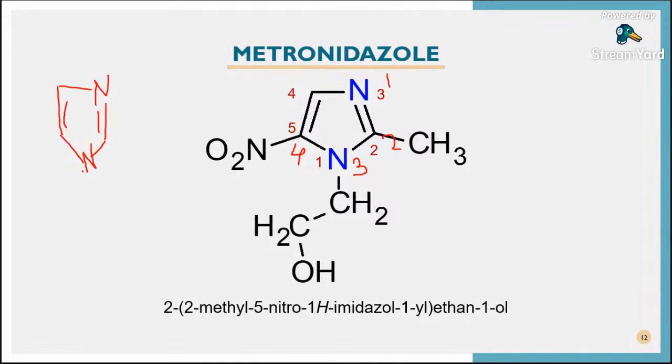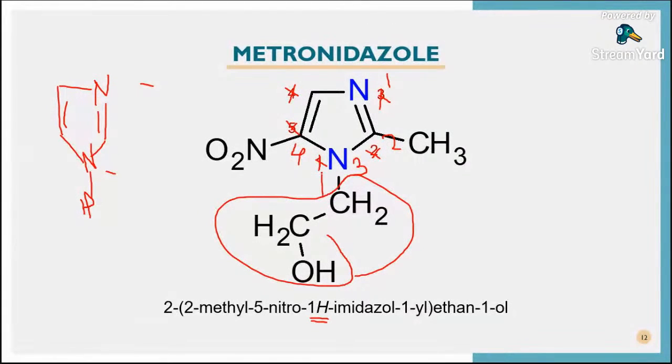And where we have attached, at 1 number position we have attached. Suppose you have not taken this 1H, then you will not be able to observe or give the correct numbering, where the substitution has actually taken place, whether at 3 number position or 1 number position. So to make it clear, whatever the group is attached, it is attached at 1 number position. Once you have not written this 1H, your numbering can start from this nitrogen also.